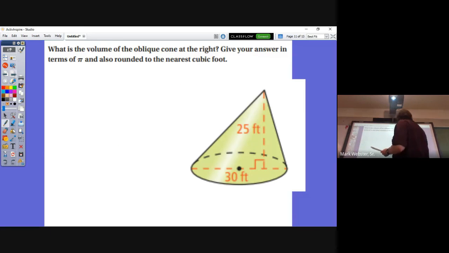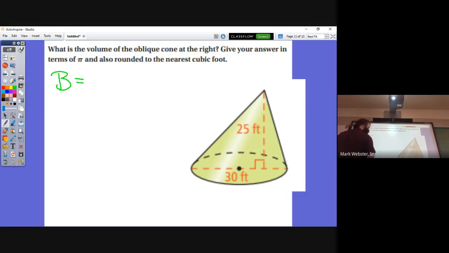Right. Now it's an oblique cone. Does it matter that it's leaning to the side? No. You have the diameter, you have the height. So just be not afraid. So the radius is 15. So the area of the base is going to be 15 squared pi. The height's 25. So that's 25. And they say give your answer in terms of pi and also round it to the nearest cubic foot.